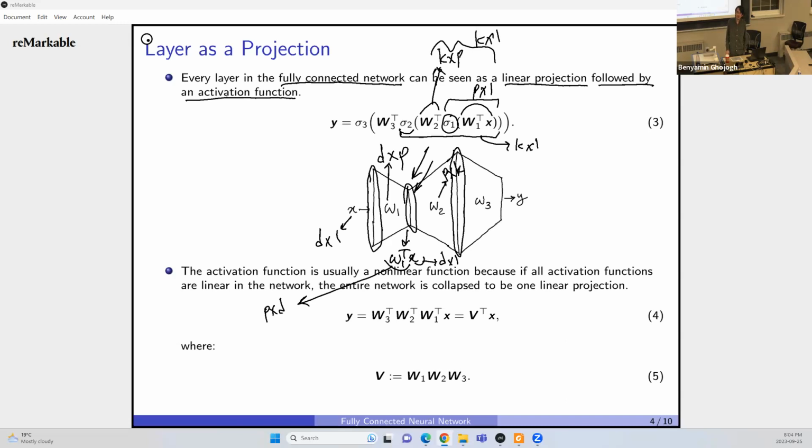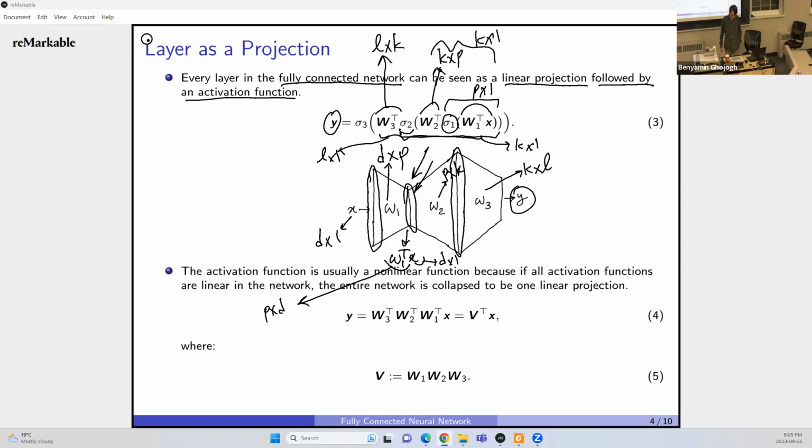What is the dimensionality of W3? It is K by something such as L, where L is the dimensionality of the output, the predicted labels, whatever. Then W3 transpose becomes L by K. So the whole thing becomes L by 1. After applying sigma 3, which is the activation function of the last layer, that's again L by 1. This gives me the predicted output. Agreed?